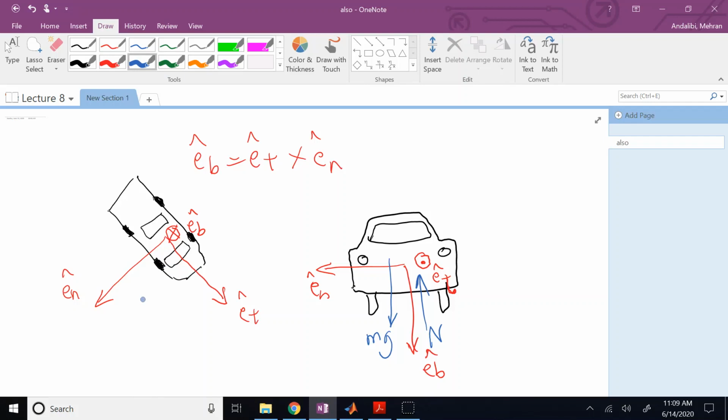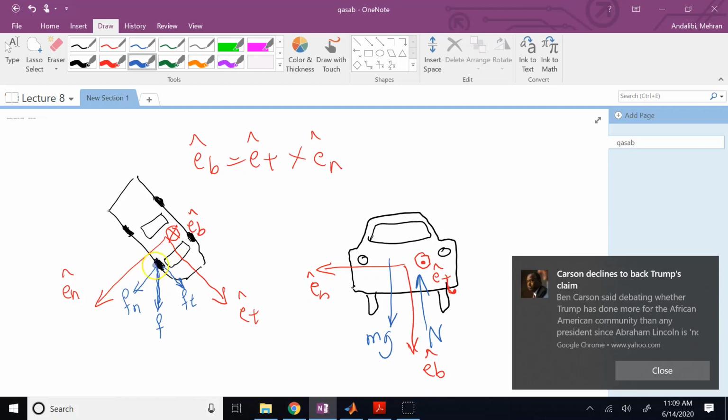Now, in this case, in general, your friction is not in the T or N, it's in both. So your friction in general can be something like this on the tire. And so it has a component like this and a component like that. So this is Ft and this is Fn. And this Ft is responsible for creating At, which means changing the speed. And this Fn is responsible for giving you the centripetal acceleration.